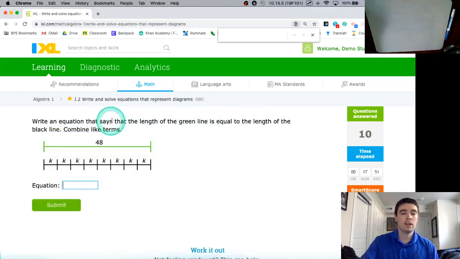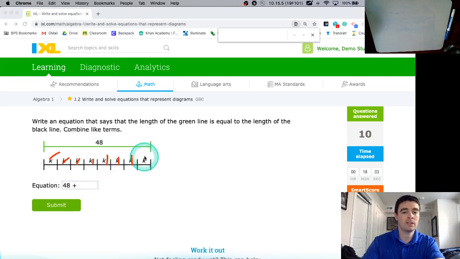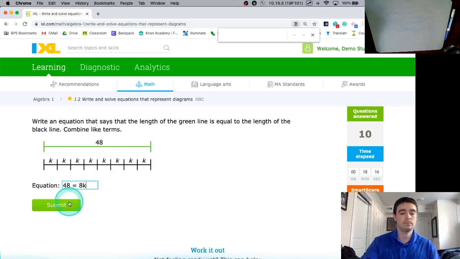Here, again, write an equation that says the length of the green line is equal to the length of the black line. Go ahead and add all these up. I'm going to put tick marks over these. I have 1, 2, 3, 4, 5, 6, 7, 8 different copies of that k. So I'm going to have to say 48 is equal to 8 copies of that k. That's easier than writing out all of those and then combining them.